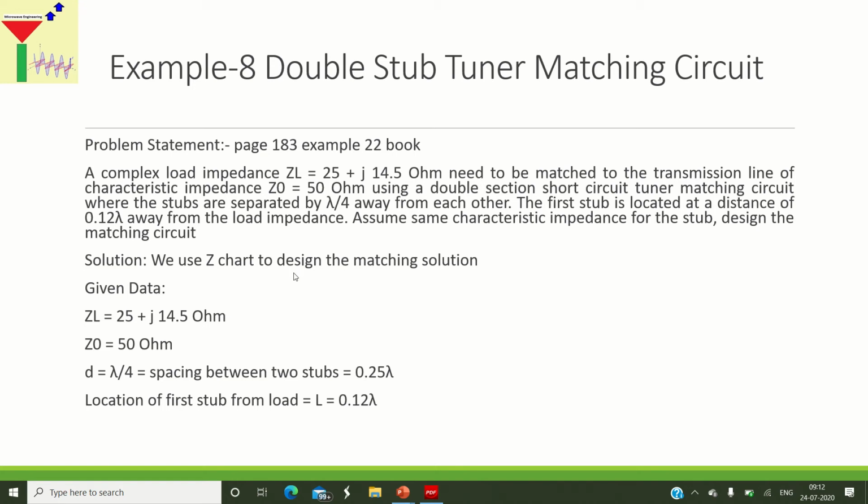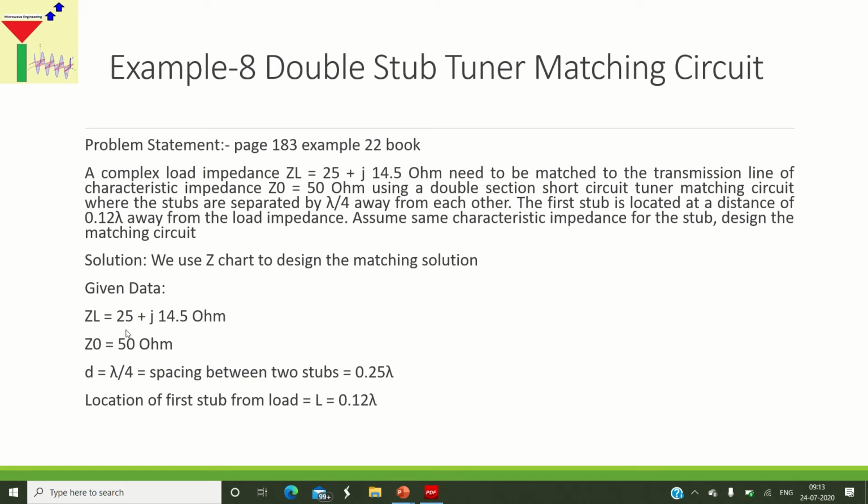So we need to design the parallel short circuited stubs which are lambda by 4 apart from each other, and additionally the location of the first stub is 0.12 lambda away from the load. First of all we will make use of the impedance chart for the design of this matching circuit, and we will write the given data.